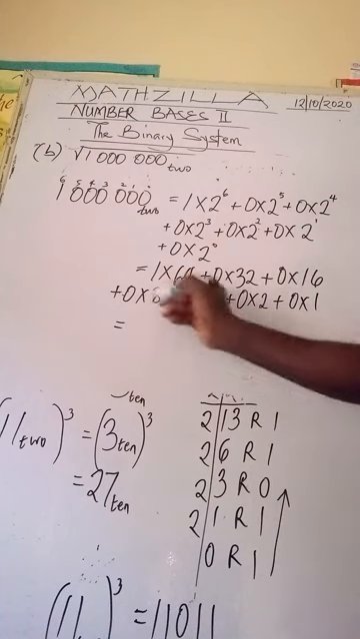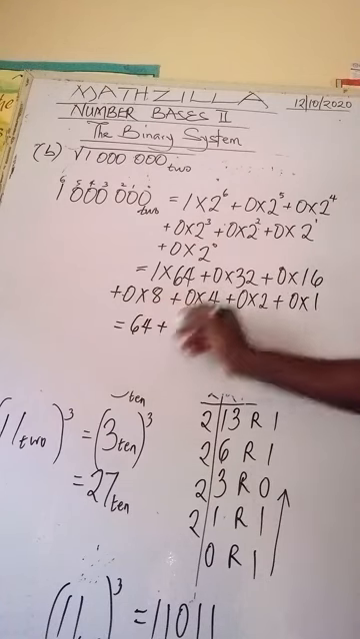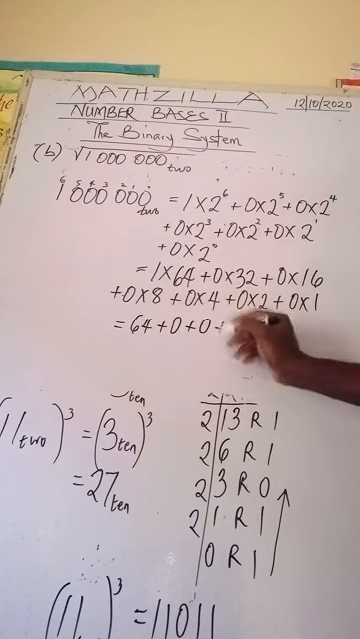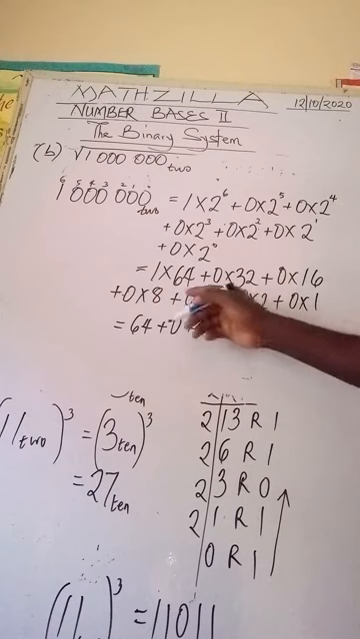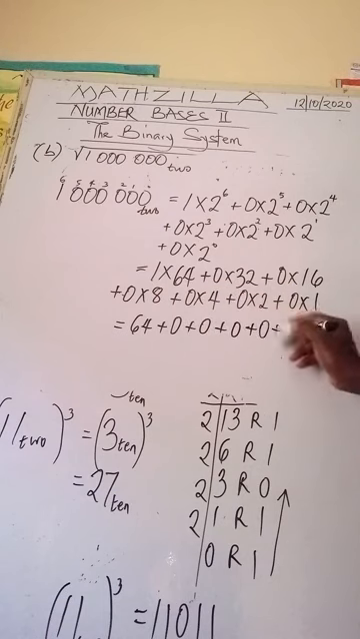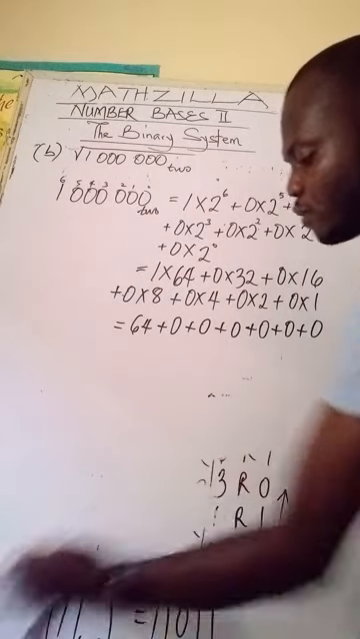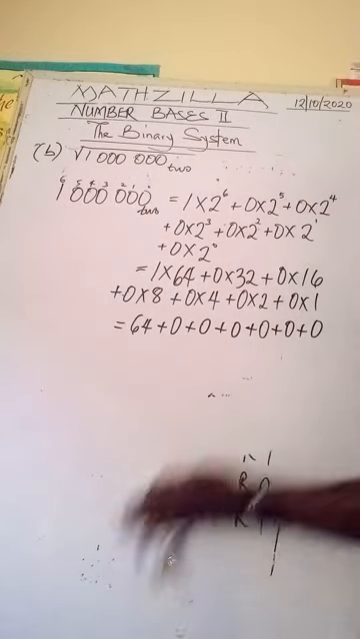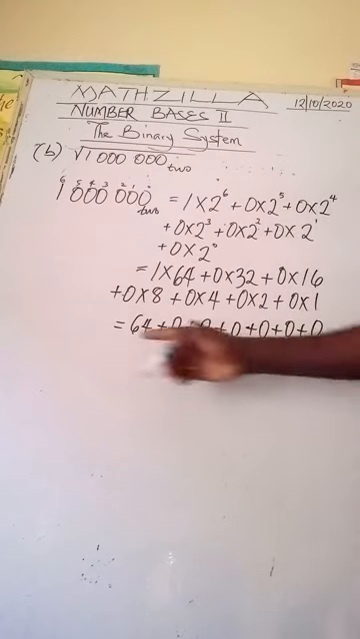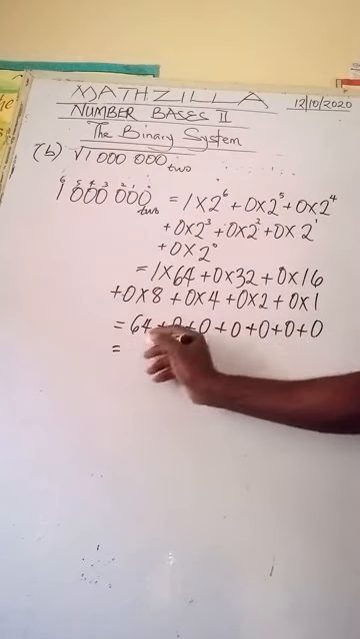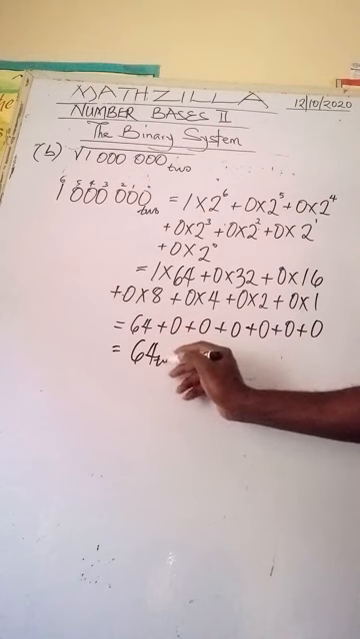So this is now equal to 1 times 64 is 64. Plus 0 times 32 is 0. 0 times 16 is 0. 0 times 8 is 0. 0 times 4 is 0. 0 times 2 is 0. And 0 times 1 gives us 0. So finally, if you add everything, 64 plus 0, 64 plus 0 plus 0 plus 0 plus 0 plus 0 plus 0 gives us 64 base 10.